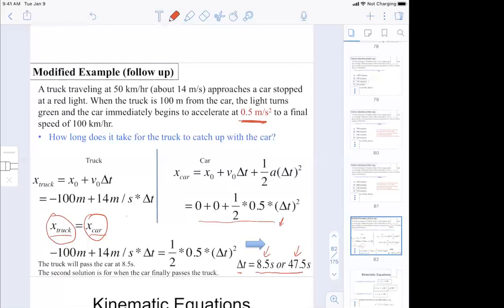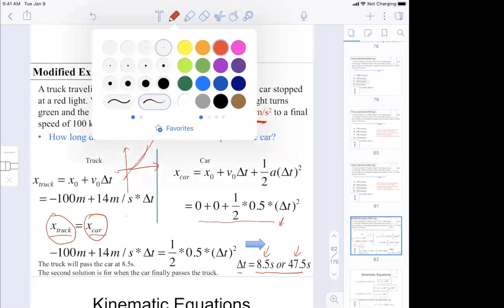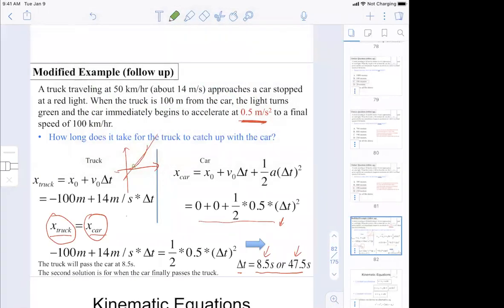So if I were to draw the graph for this one, it might be more like this, where the truck passes the car here, and the car will pass the truck here. And then, of course, after that, they will never meet. So this is simply the same problem. I simply change my acceleration and you have a different result.